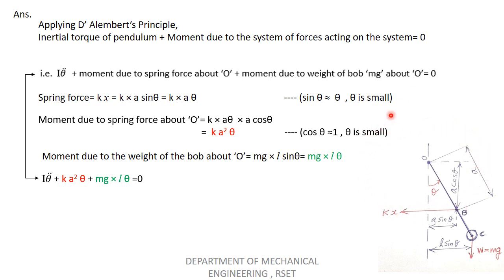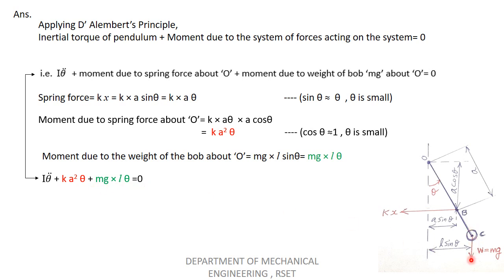I am rotating the pointer. Okay, you can see that. So about O, Kx, that is the spring force, is creating a clockwise moment. That is why here it is given as positive. Okay, now we will check the moment created by the weight.